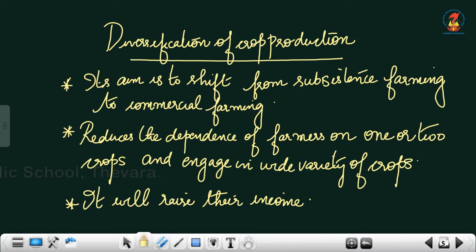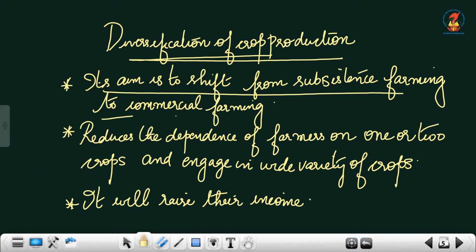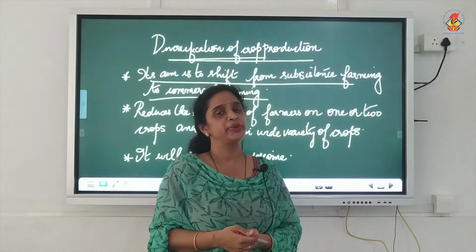Now, what is the main aim of diversification of crop production? What do you mean by that? It aims to shift from the subsistence farming to commercial farming. What do you mean by that? You have learned about subsistence farming and commercial farming in class 10.